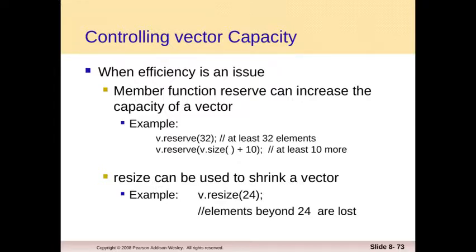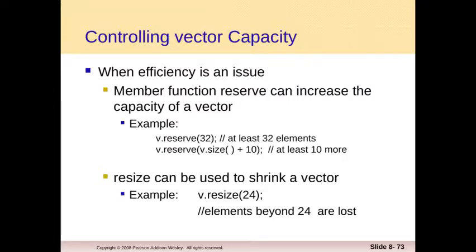Oh, and of course, where there is a way to grow, there's also a way to shrink. That's quite plausible, right? There's also the member function resize, and that truncates the vector to as many elements as you pass as an argument. So if you say resize 24, then everything after element 24 gets tossed.